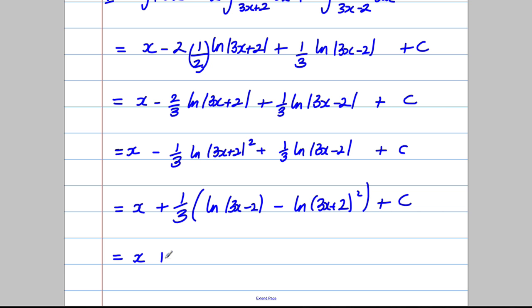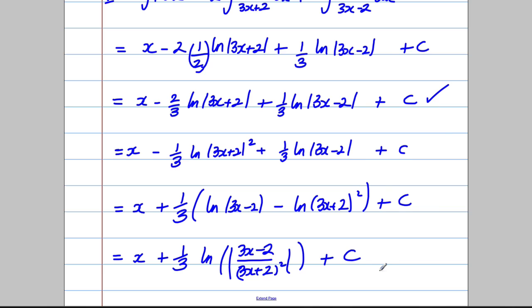Now there's absolutely no need to have done this, but just to show you algebraic manipulation with logarithms, (3x − 2) over (3x + 2) all squared, and I can make that a modulus, plus c, like that. But you could have left your answer like that and there was no need to go this far.